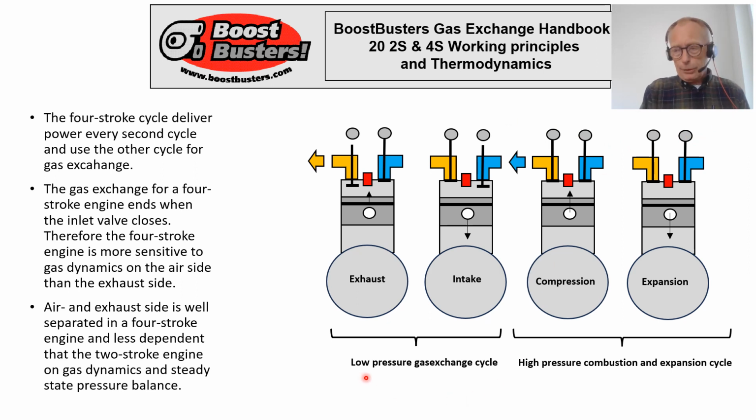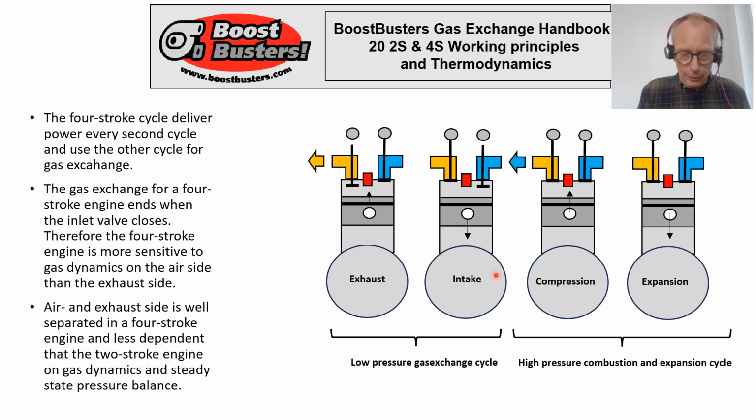The low pressure gas exchange cycle is defined when one of the valves is open. Obviously, when valves are open, the pressure in the cylinder cannot be so high. Gas exchange always starts with the exhaust period, getting rid of spent air and fuel. This happens as the piston moves up from bottom dead center to top dead center, pushing out the exhaust gases.